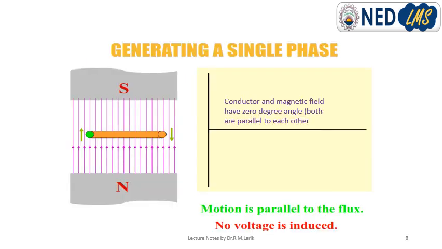Let's see, this is the first figure, in which the conductor is at the reference position. The conductor and the magnetic field are parallel to each other, and we know that in parallel the angle is 0. So no voltage is induced inside the conductor. In fact, it is present between the north and south magnetic field, but because the magnetic field and the conductor are parallel, no angle forms between them, so the voltage induced is 0.